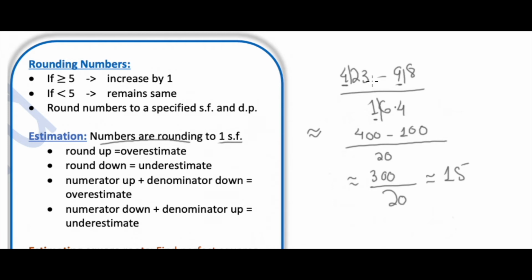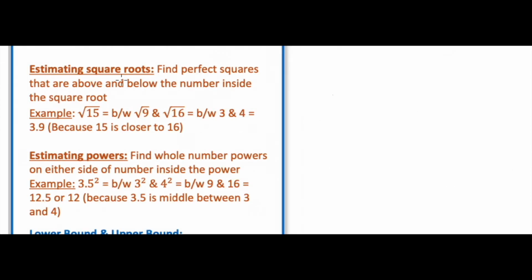So look, the first thing is that you have to round to one significant figure, and the second thing is you use the approximate sign. In estimating square roots, you have to find the perfect squares that are above and below the number inside the square root. So in this example it is root 15, so the perfect squares above and below 15 are 9 and 16, and when you take the roots you get 3 and 4.